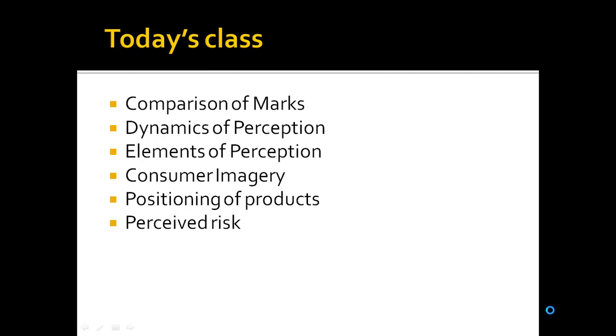We'll be understanding why consumers process only a small amount of information that they receive, and how consumers organize consumption related information, and why and how consumers add biases to stimuli and the implications of this tendency for marketing. And we'll be looking into consumer imagery and how products are positioned. And finally, we'll be covering perceived risk and how consumers handle and reduce these risks.